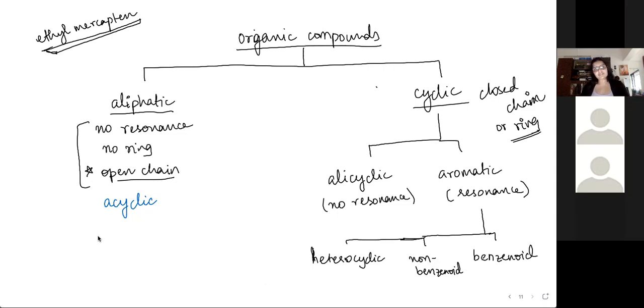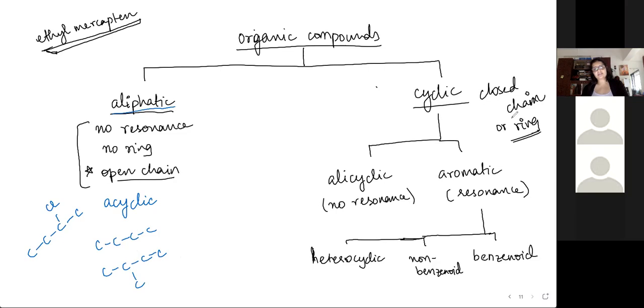So examples of acyclic: any compound without a ring, like your regular butane, propane, branched chains, open chain alcohols, alkyl halides. All of these are acyclic or aliphatic compounds.